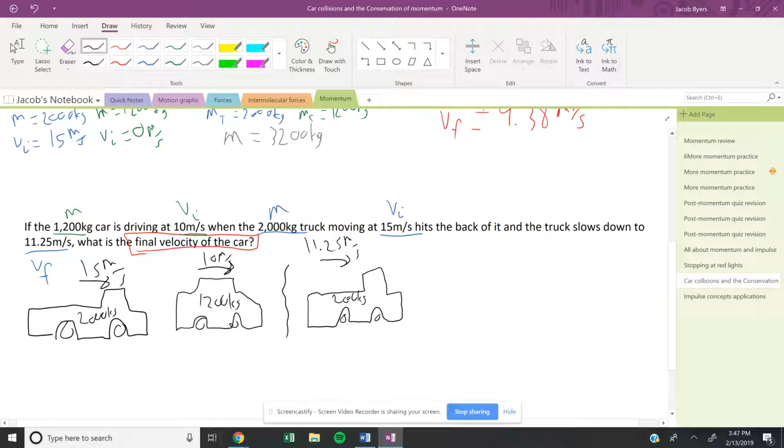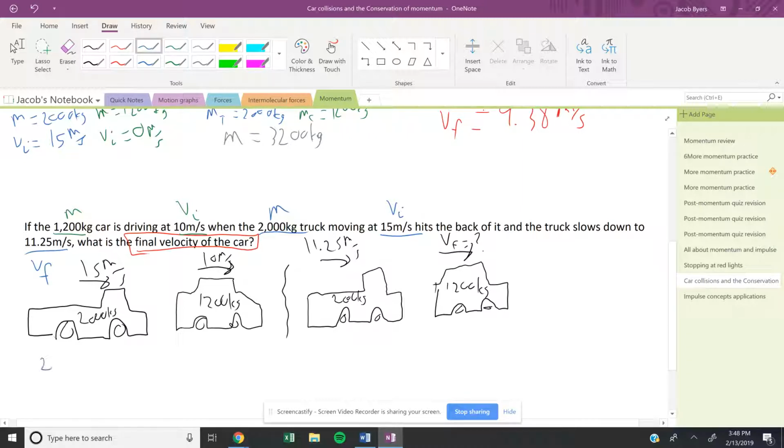And then the car is going to get hit. Still 1,200 kilograms, moving at some unknown velocity. Okay. Now, based on this information, if the truck slows down, it's losing momentum. Therefore, our car must gain an equal amount of momentum. Right? We are going to get our momentums for each one.